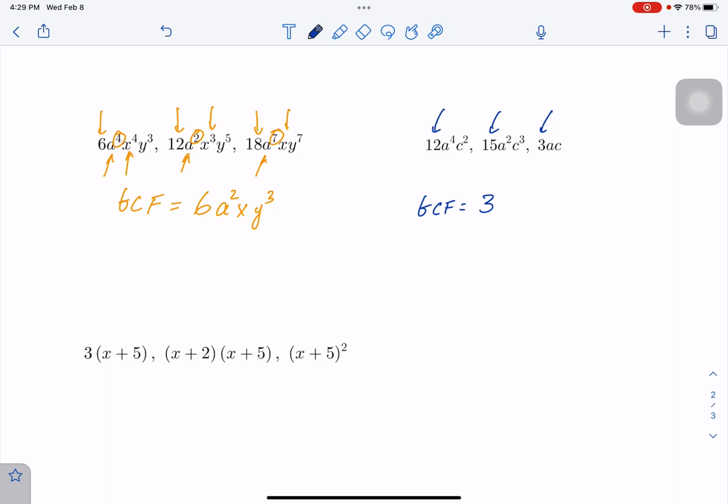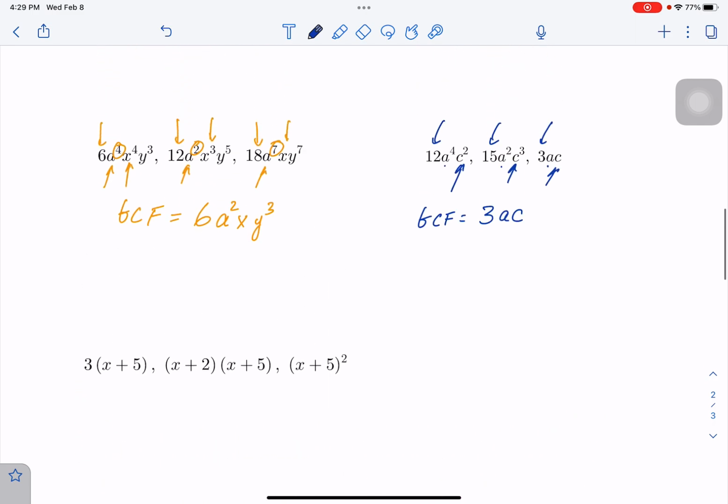Now let's look at the A's. A to the 4, A to the 2, and A. Well, the most I can take out is just 1 A. C: I've got 2 C's, C squared. I've got 3 C's, C cubed. I've got only 1 C. So the most I can take out is 1 C. And that's my GCF. And that's how you do it.